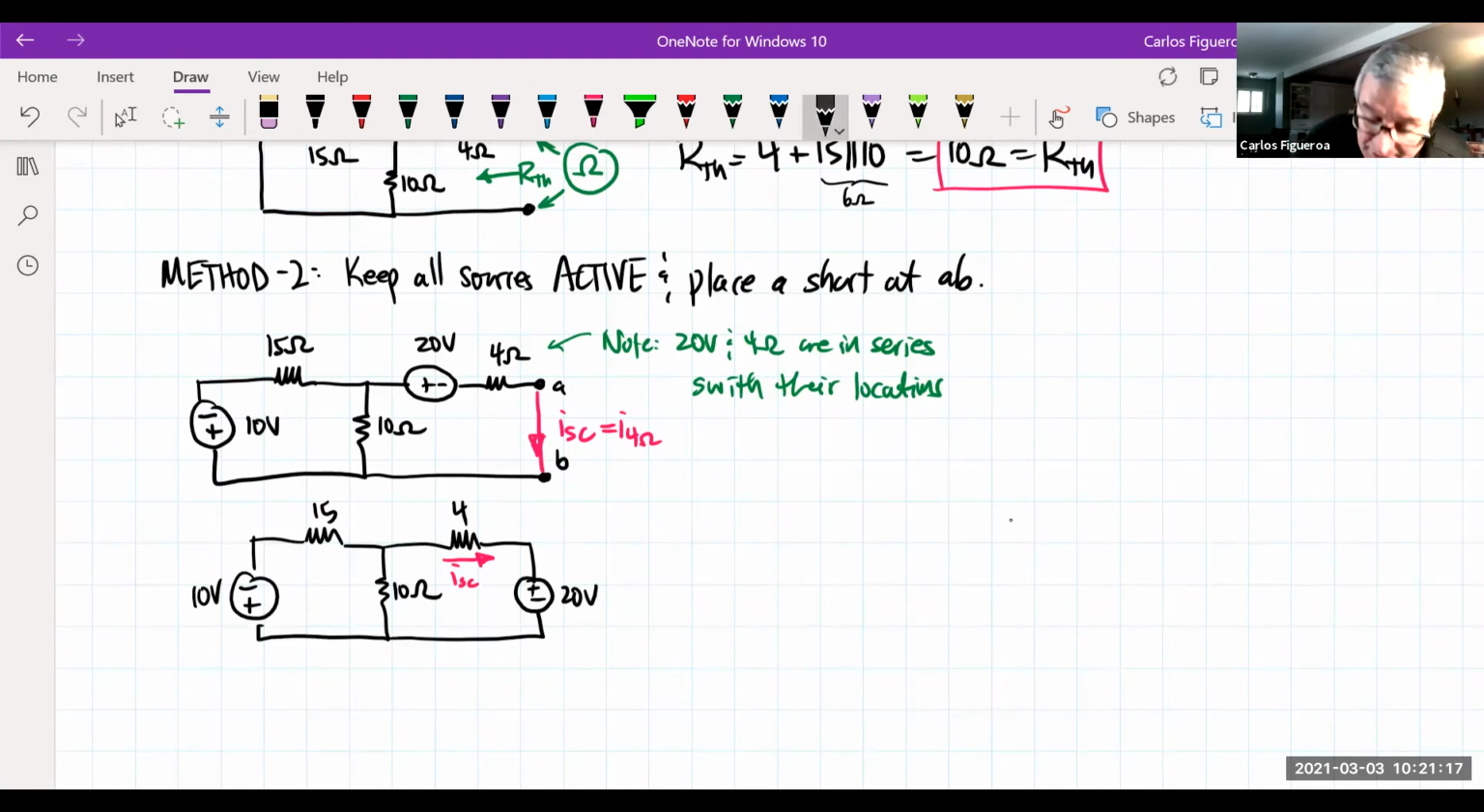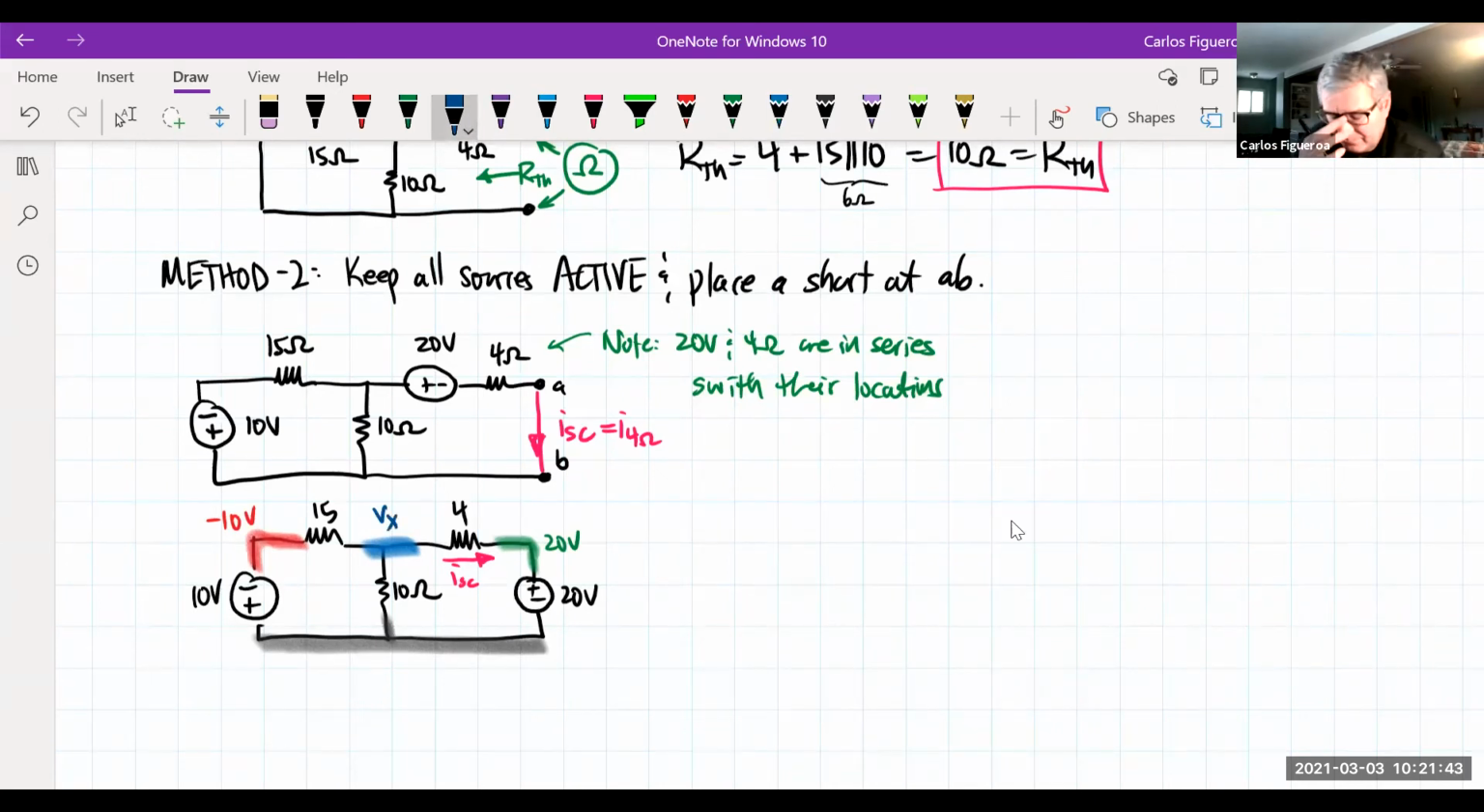But wait a minute, check this out. That's ground. I know this node. I know that node, right? I know that this is 20 volts. I know that this is negative 10 volts. I only have one node that I don't know. That node right there. So what should I call this guy? I don't know. How about Vx?